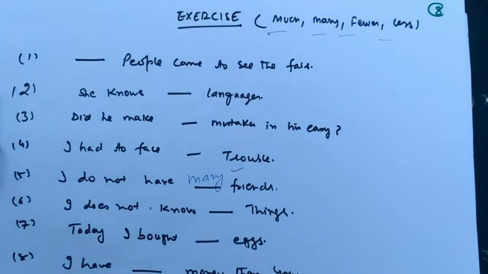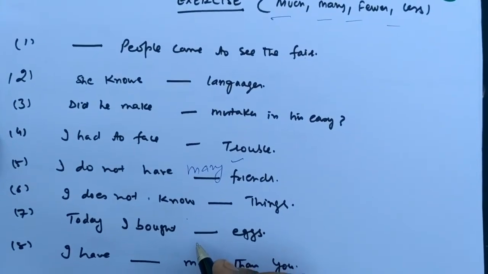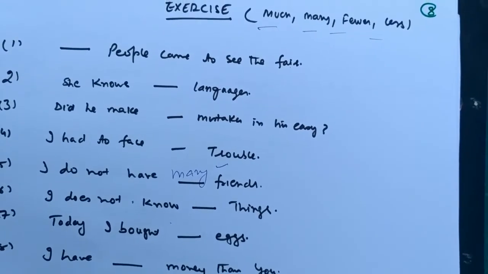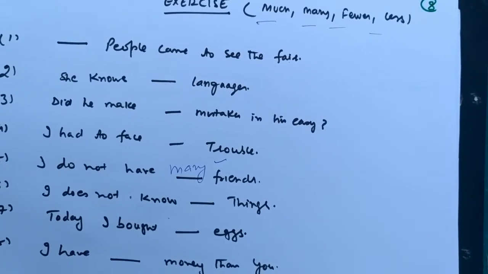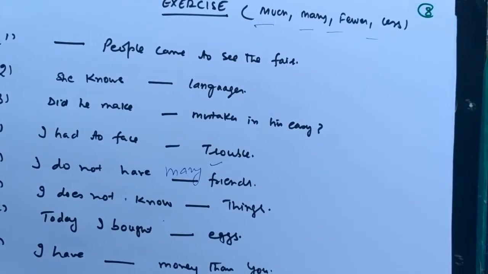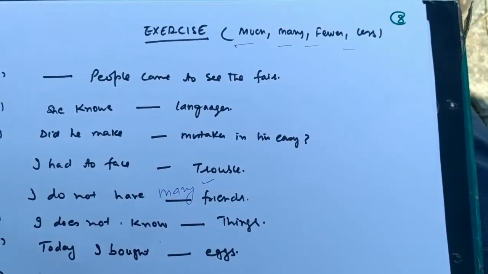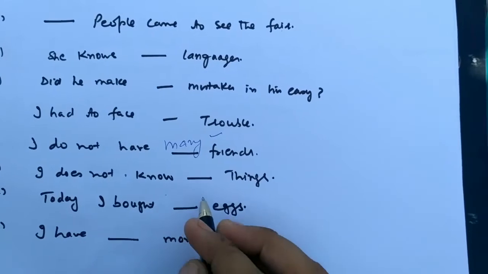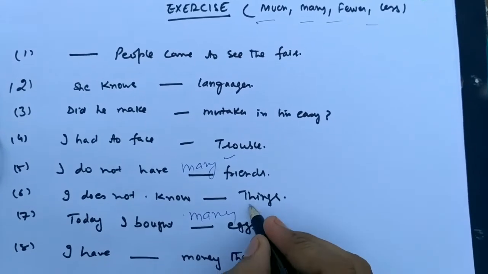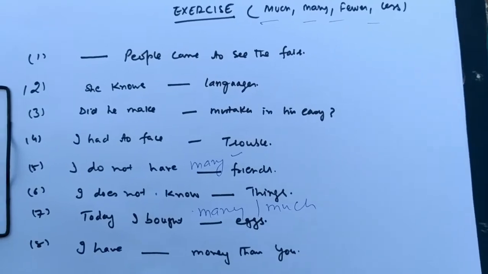Today I bought fewer eggs, less eggs, much egg. So what will be appropriate here? The eggs are the countable things. So when we use the singular form, we use much. And if we use countable in plural sense, it will be many. What fits here? Here it can be many. So it can be many or much. Then answer me, which is the appropriate determiner here?